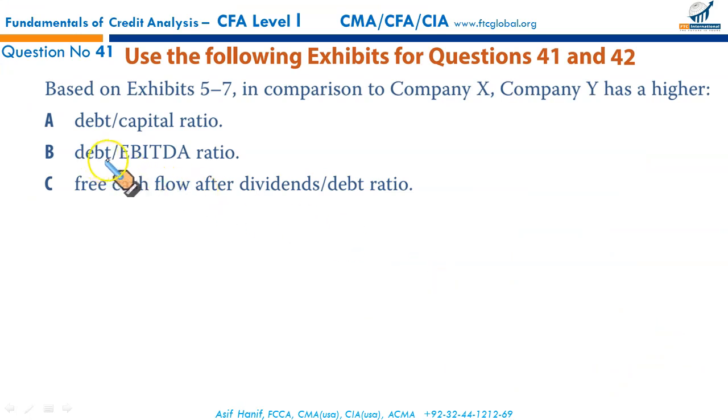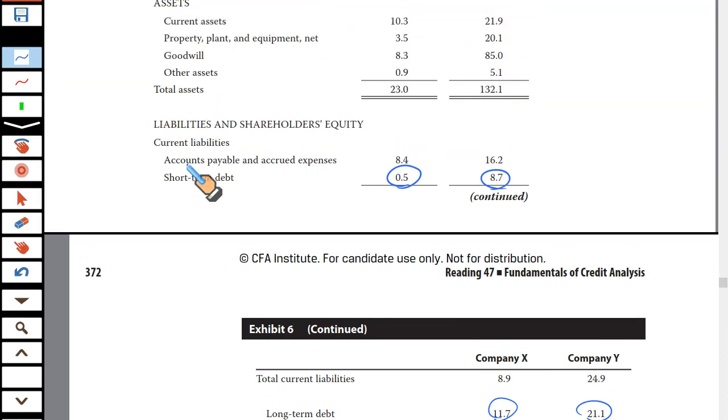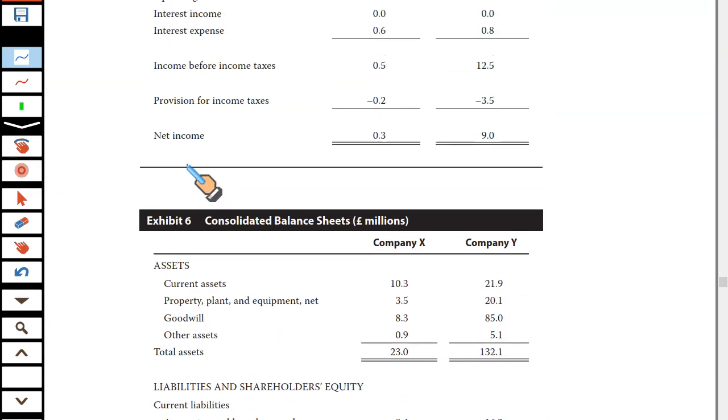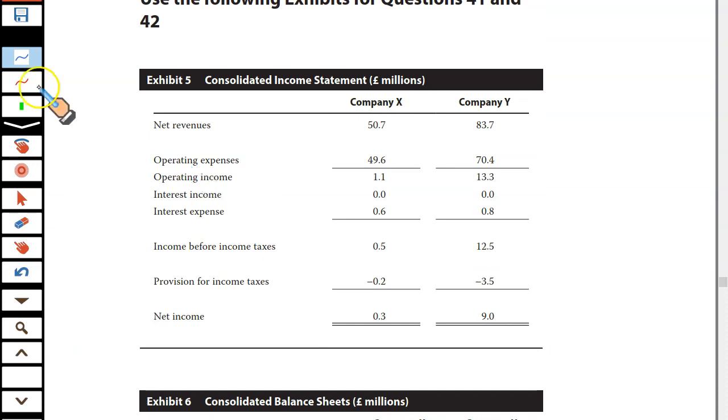Next we need to find the debt upon EBITDA ratio. So we have the numbers for debt, but we have to calculate EBITDA for both X and Y. For that we need to come back to your income statement. Right here we have our operating income. To this operating income we need to add back depreciation and amortization, as it is already before interest income. So we just need to add two numbers, depreciation and amortization.